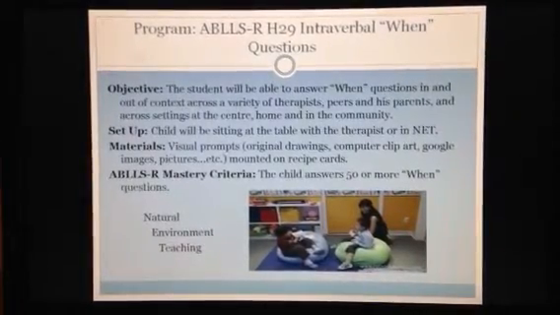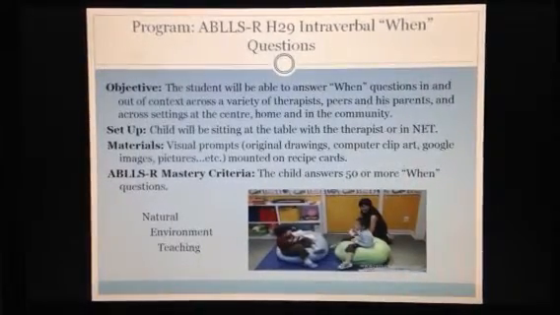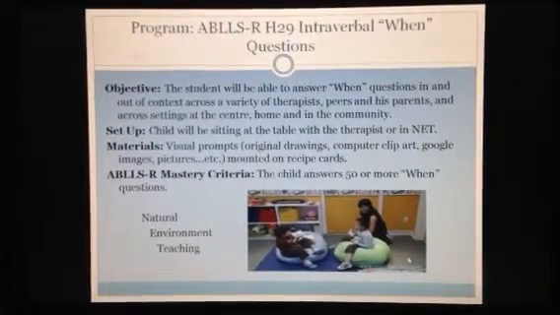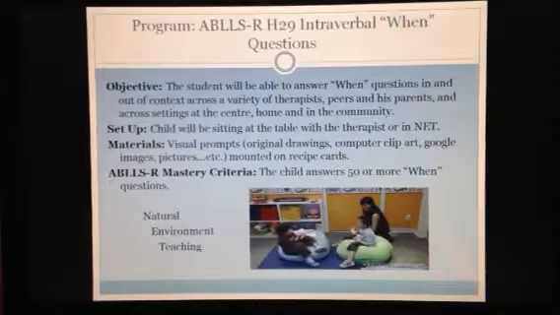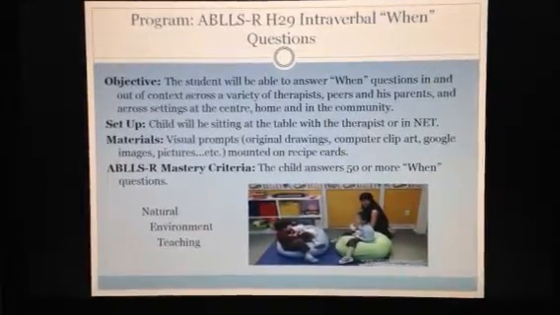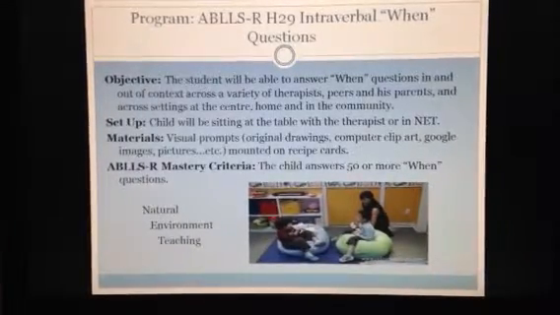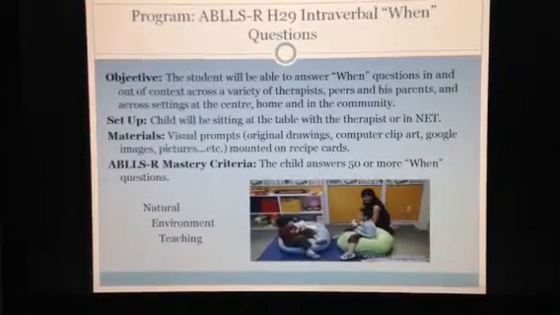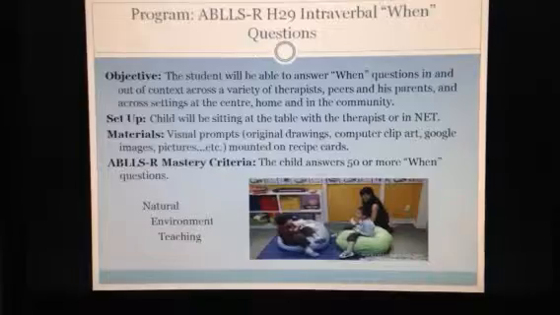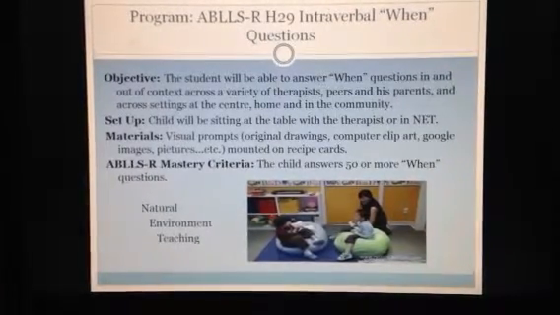The child will be sitting at the table with the therapist or in NET, and underneath here we have an example of what NET might look like. It's natural environment teaching, so basically you are teaching in a natural context for the child, like for example when they're playing. Materials include the visual prompts, which could be any kind of drawing or Google image or clip art that's mounted on recipe cards. The ABLES mastery criteria is that the child will answer 50 or more when questions.